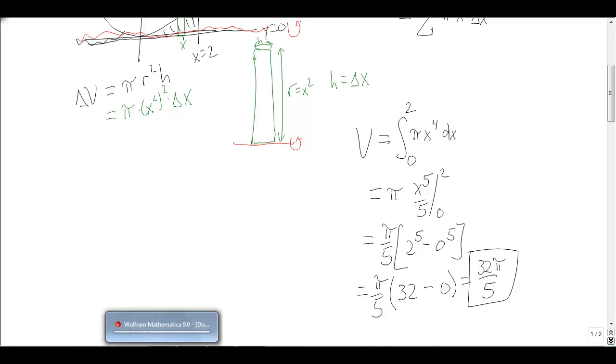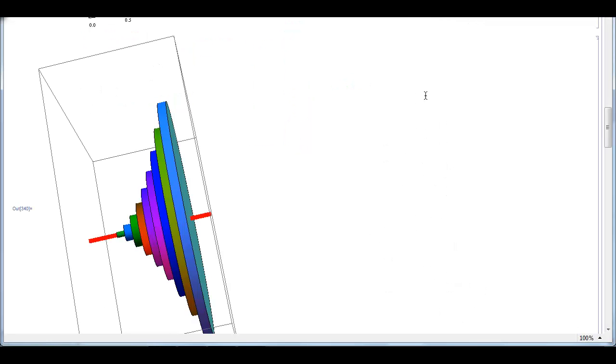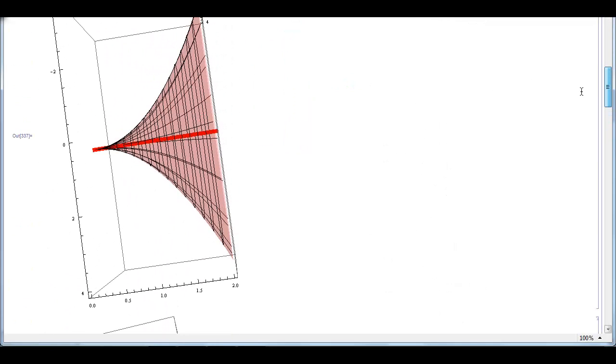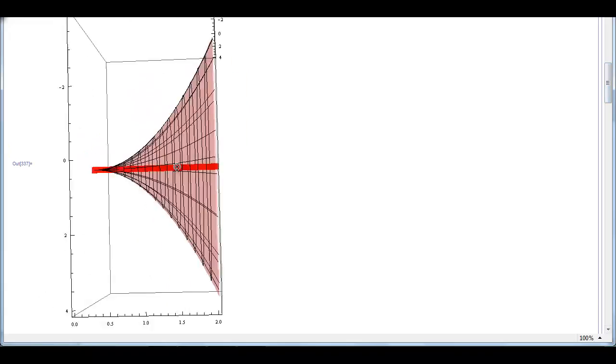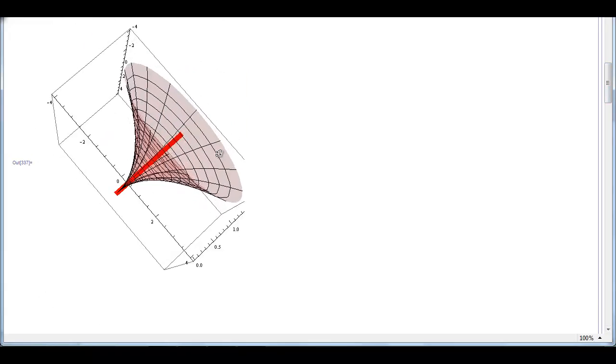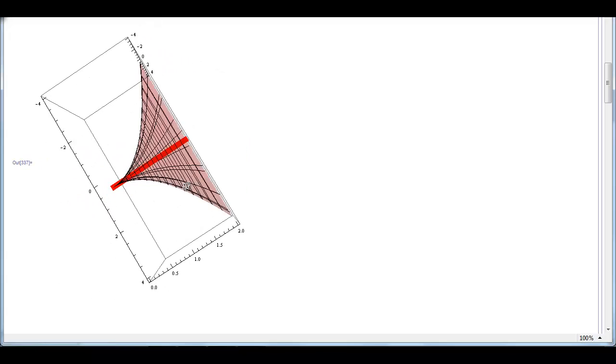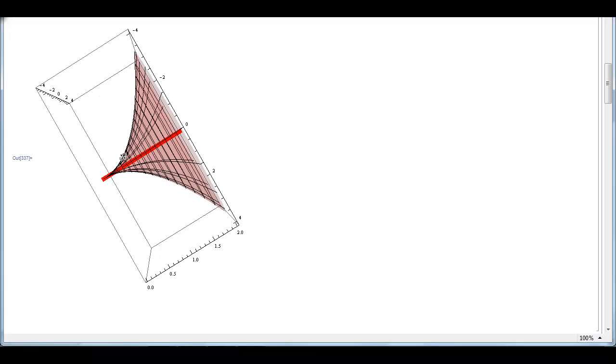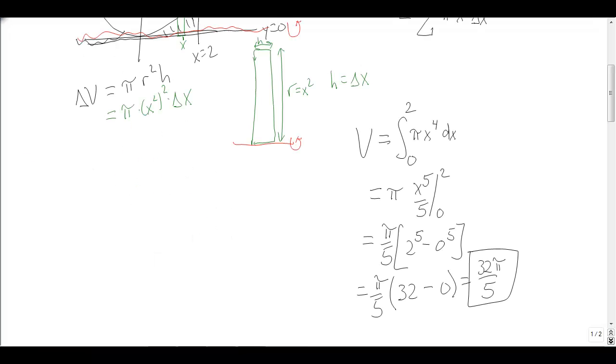So that tells me that this shape up here, if we filled this in, would have volume 32 pi over 5. You can get maybe a better sense of what that shape is if we rotate it around a bit here. Essentially, here's our y equals x squared, and we just rotated that around. Next problem.